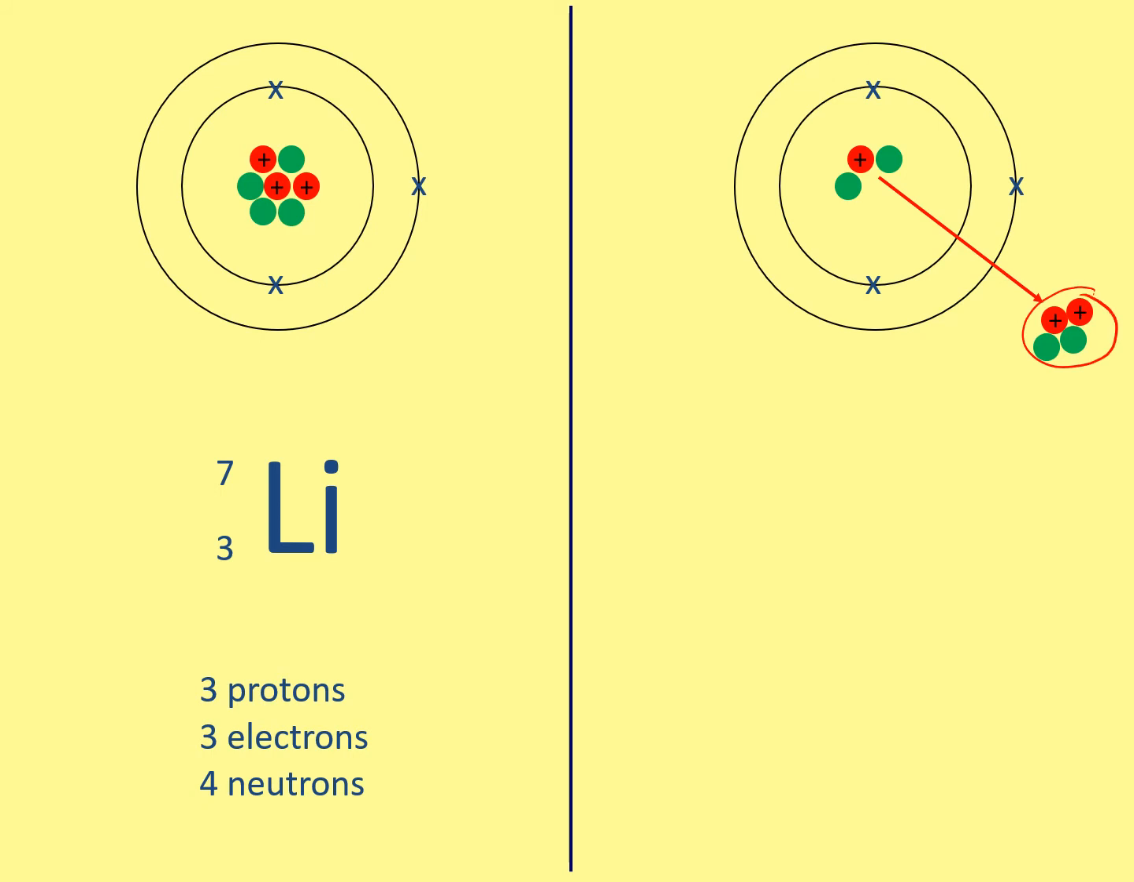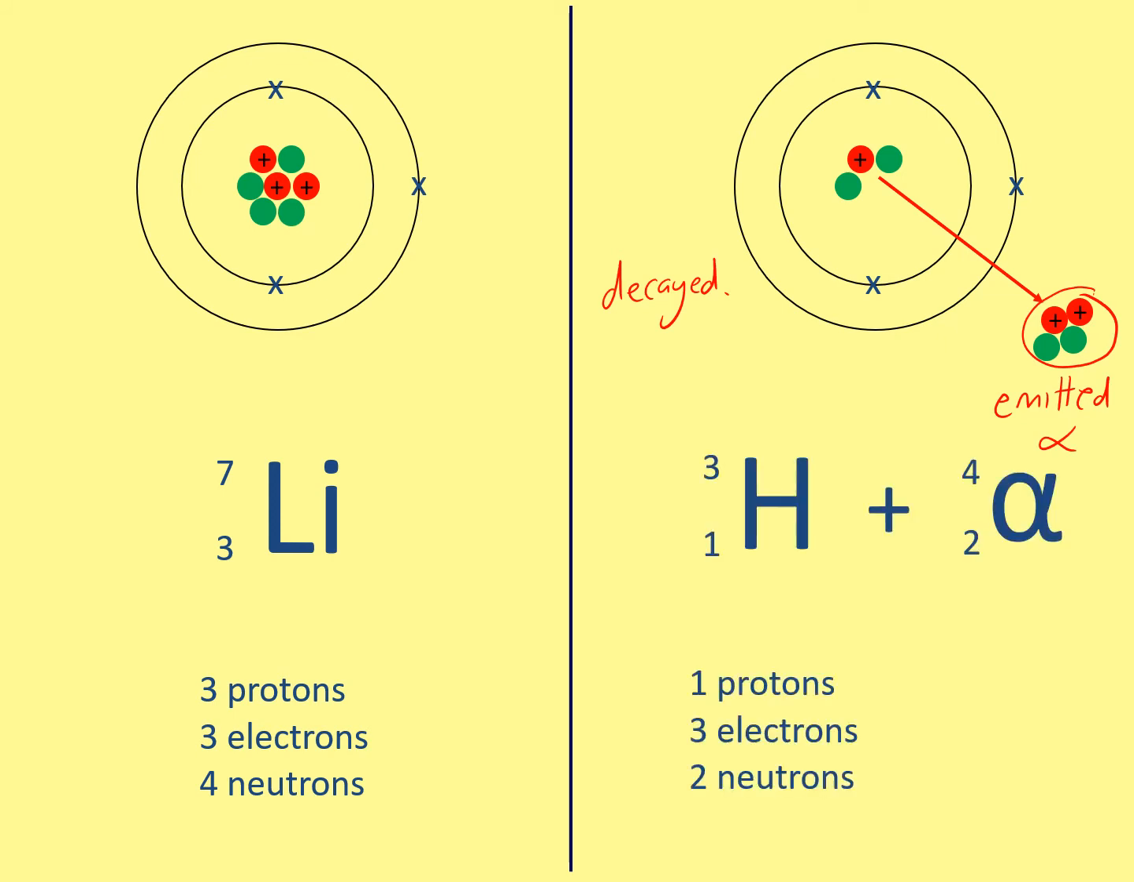Now the technical word for that is emit. The alpha particle has been emitted. And we say this has decayed. Now we can see from the remaining diagram what's left. We've got 3 things in the nucleus, so that's why this is a 3, and one of those is a proton, so that's a 1. And the alpha particle is 4 and 2, so that's always 4 and 2.